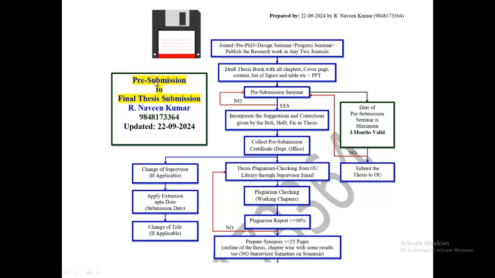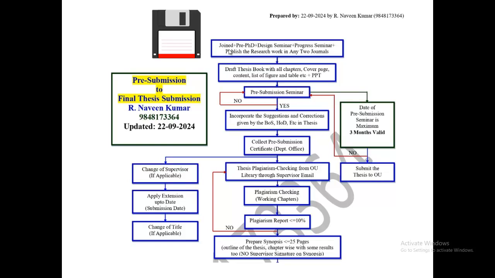So pre-submission seminar means, for the PhD in Osmania University, those who are registered for the PhD and those who got the admission, they have 3 seminars. First seminar is design seminar, second seminar is progress seminar, the final seminar is the pre-submission seminar. In this pre-submission seminar you have to complete the design seminar and progress seminar.